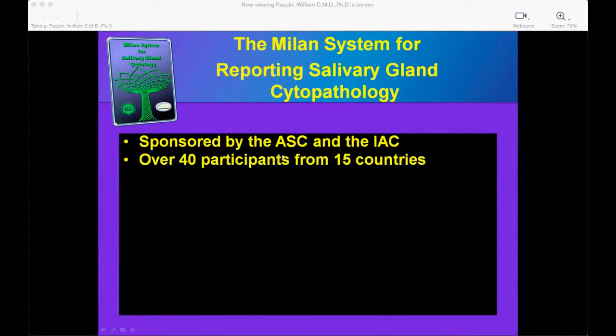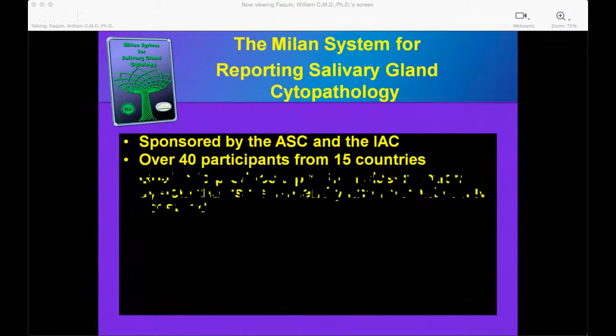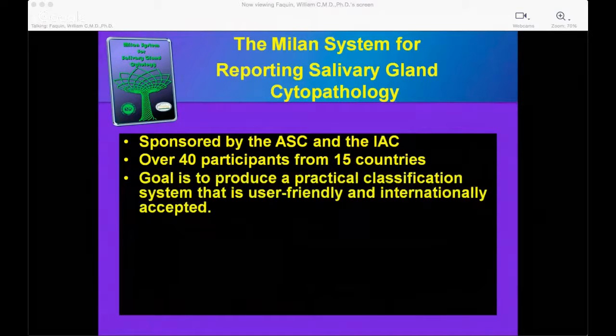We have over 40 participants as co-authors from 15 different countries working on the development of this reporting system. And these participants include not only many expert cytopathologists, but also expert surgical pathologists and expert head and neck clinicians. The goal of the Milan system is to produce a practical classification system that is user-friendly and internationally accepted.